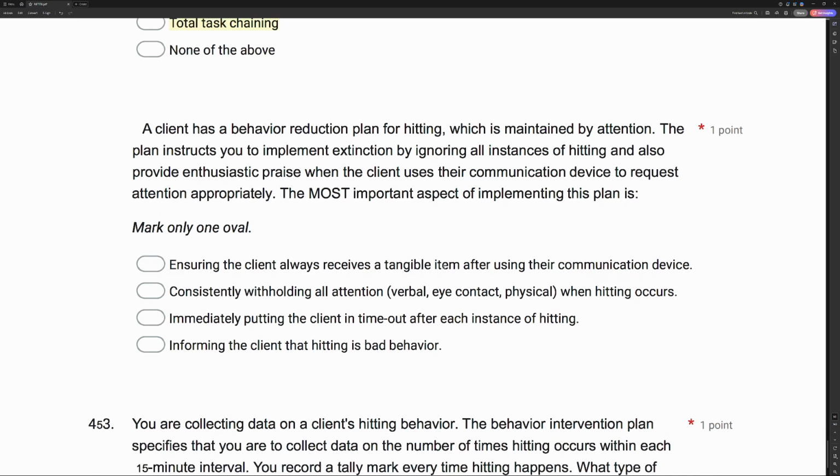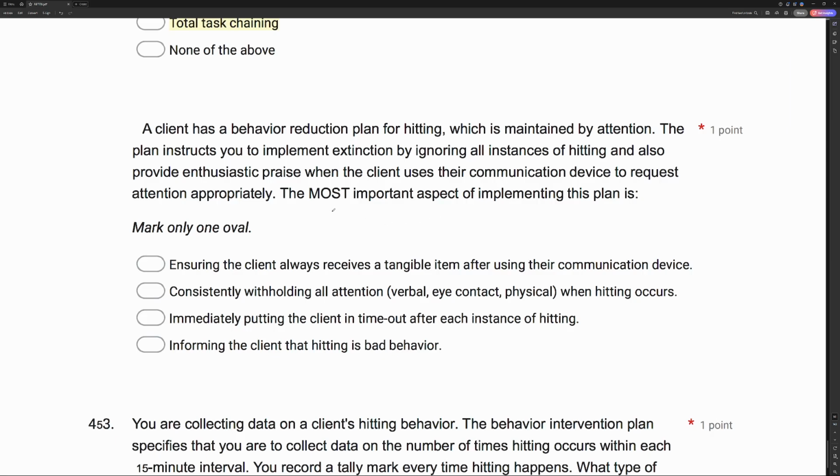A client has a behavior reduction plan for hitting, which is maintained by attention. The plan instructs you to implement extinction by ignoring all instances of hitting and also provide enthusiastic praise when the client uses their communication device to request attention appropriately. The most important aspect of implementing this plan is what?